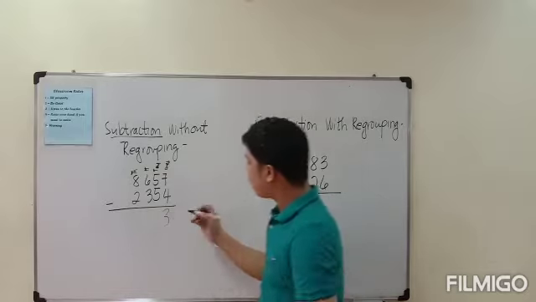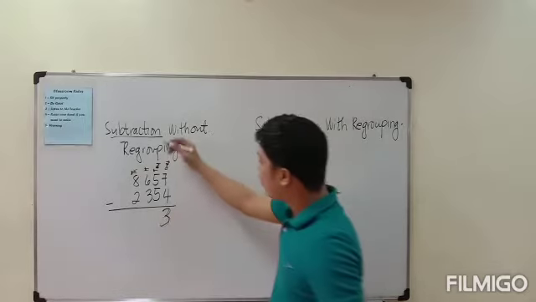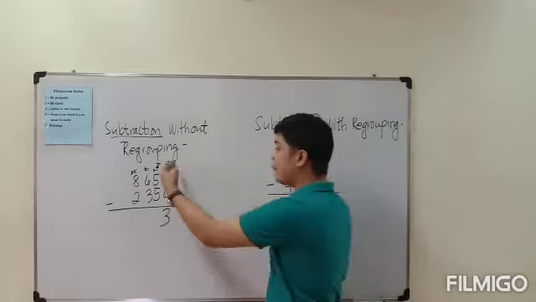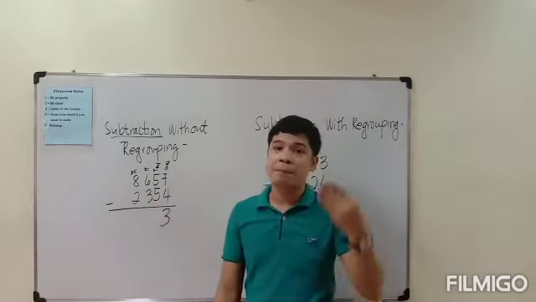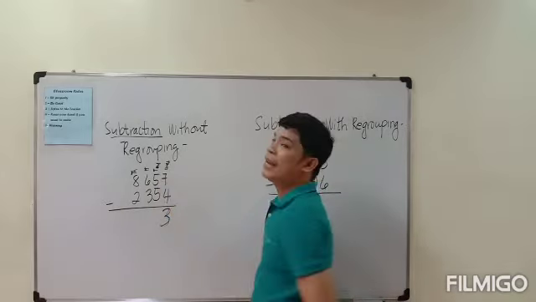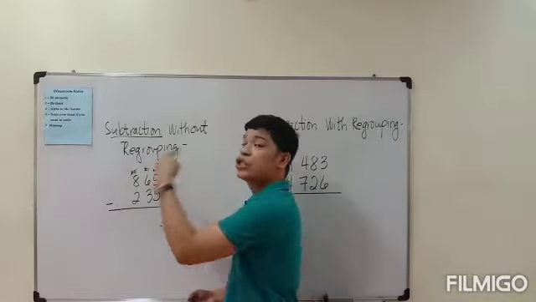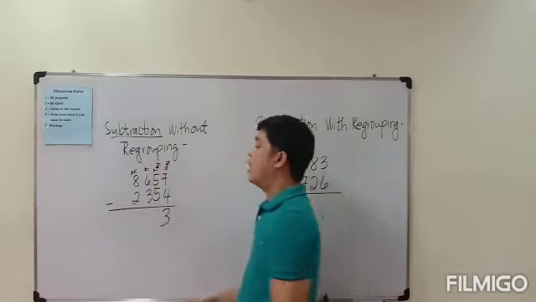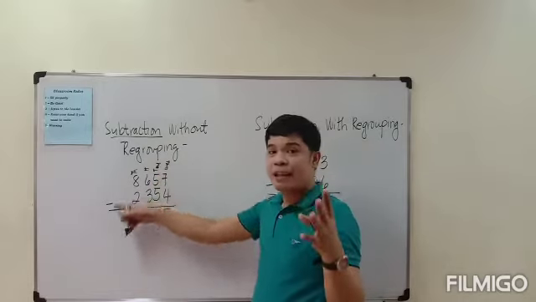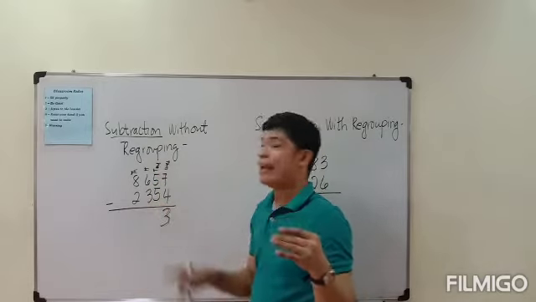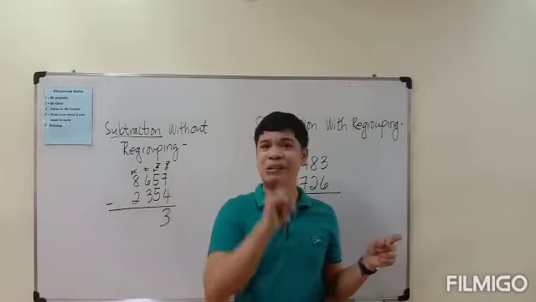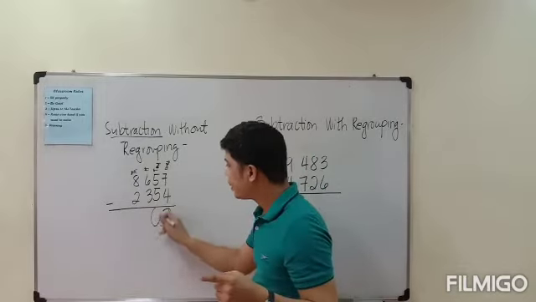As you see now, I place the 3 on the ones place simply because the 7 and 4 are placed here in the ones place. Okay, so after that, proceed to step 2. Subtract the tens digits. So 5 and 5. So 5 minus 5 equals 0. So we'll put here the 0 in the tens place.